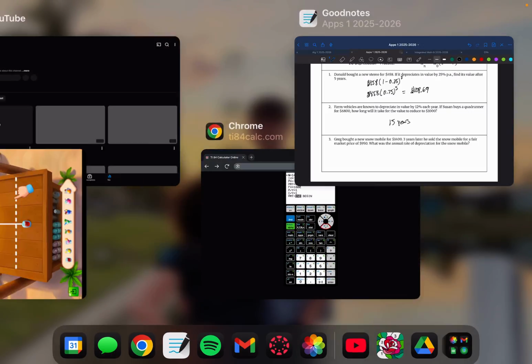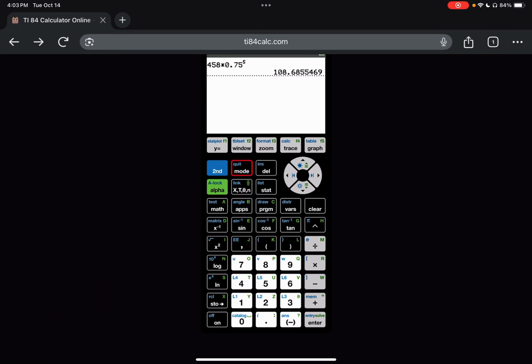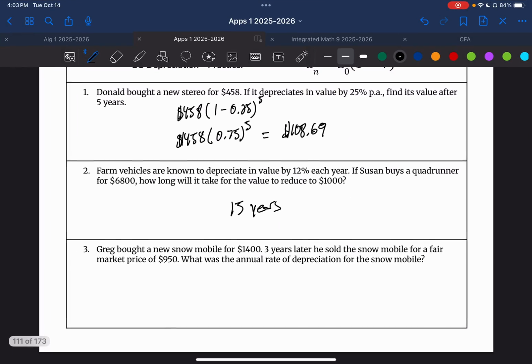If you want to gut check this, we can do 6,800 times 0.88 to the 15th power. You can see that we get very close to 1,000. So you can see that that makes a lot of sense.